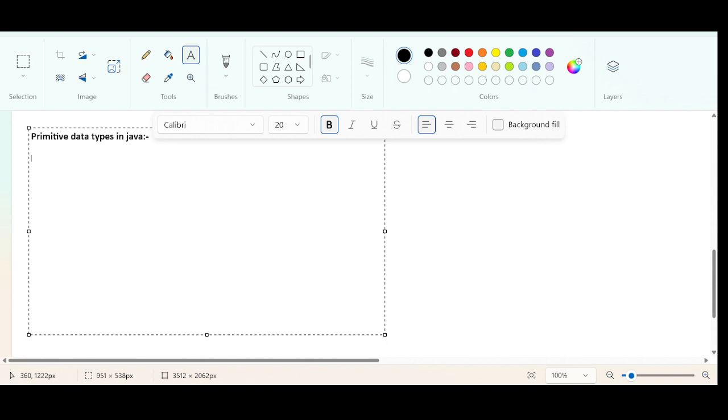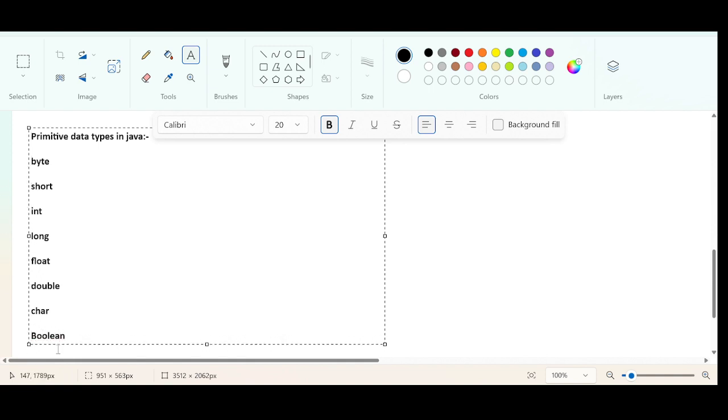There are 8 primitive data types in Java. What are they? Byte, short, int, long, float, double, character, boolean. Each and every primitive data type is going to consume some memory. It is designed in such a way that it is going to consume some memory internally.